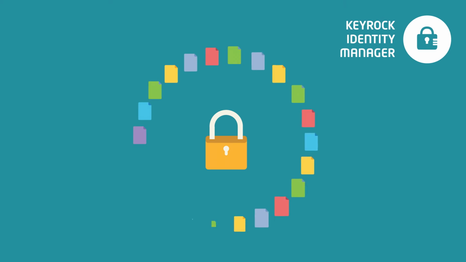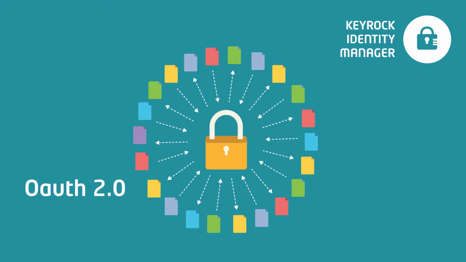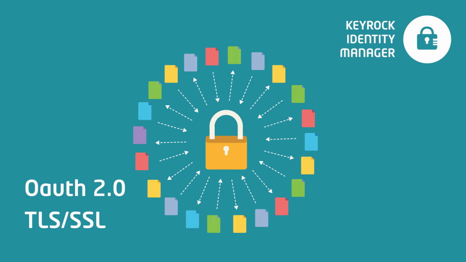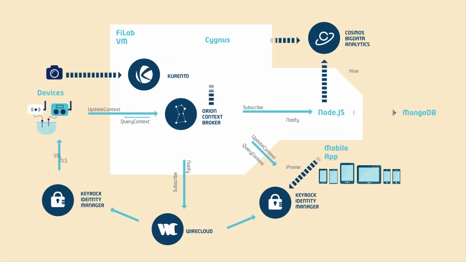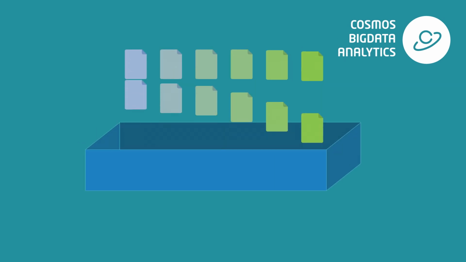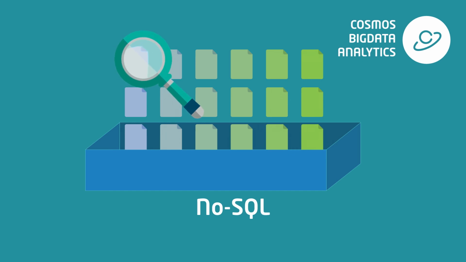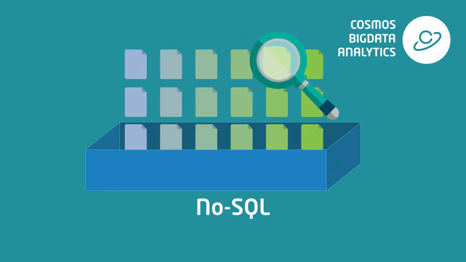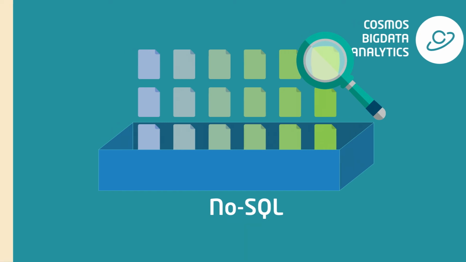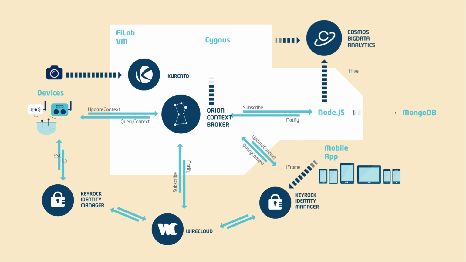Information communications are secured by the Keyrock identification, which provides OAuth 2.0 identification capabilities through the TLS/SSL protocol, which guarantees the privacy and the security of the data transmitted. All data will be stored using Cosmos Big Data platform. Intense use of NoSQL databases will be made to provide fast storage and query of chronological data. The Cygnus connector will be used as a gateway for the data from Orion to Cosmos using a publish-subscribe method.